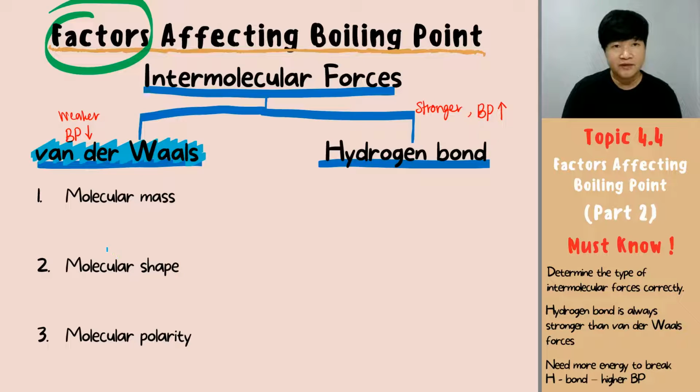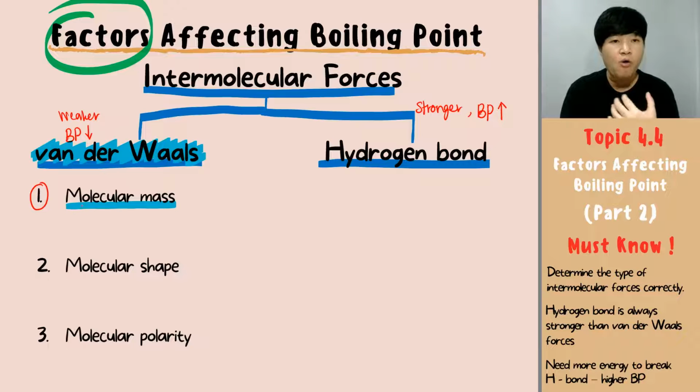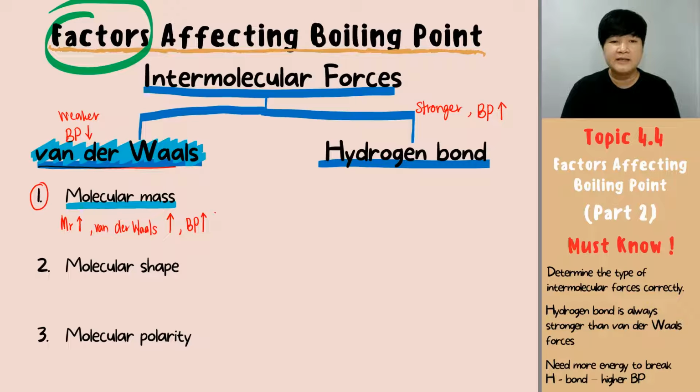We have three factors affecting that. The first one is your molecular mass. We must always check the molecular mass first if both of your compounds, or all of your compounds, have van der Waals forces. Molecular mass is highly affecting the weak van der Waals forces. When the molecular mass is higher, your van der Waals forces will be stronger, because it's highly affected by the molar mass. When the van der Waals forces are stronger, your boiling point is automatically higher. So the higher the molecular mass, the stronger the van der Waals forces, more energy needed to overcome the strong forces, therefore boiling point higher.